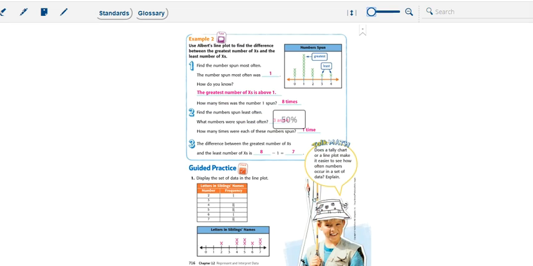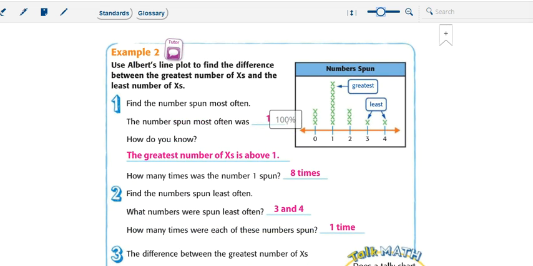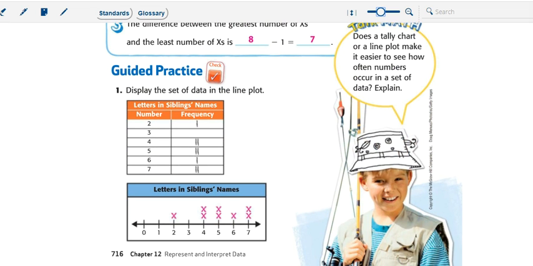Let me zoom this a little bit so you guys can see it better. Now, display the set of data in the line plot. Now, letters in siblings' names. Number 2 has 1 frequency. Number 3 has 0. 4 has 2. 5 has 2. 6 has 1. And 7 has 2. Now, we are going to complete the line plot by writing the frequency, that means the number of times over each number, okay?